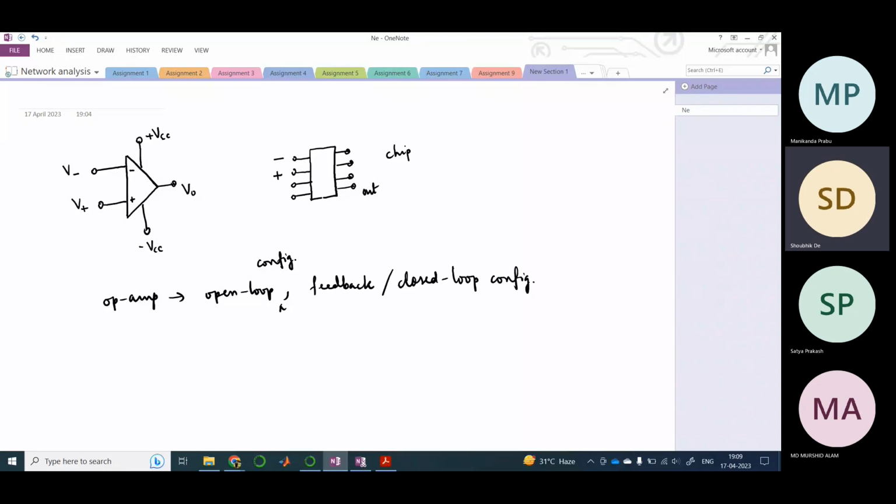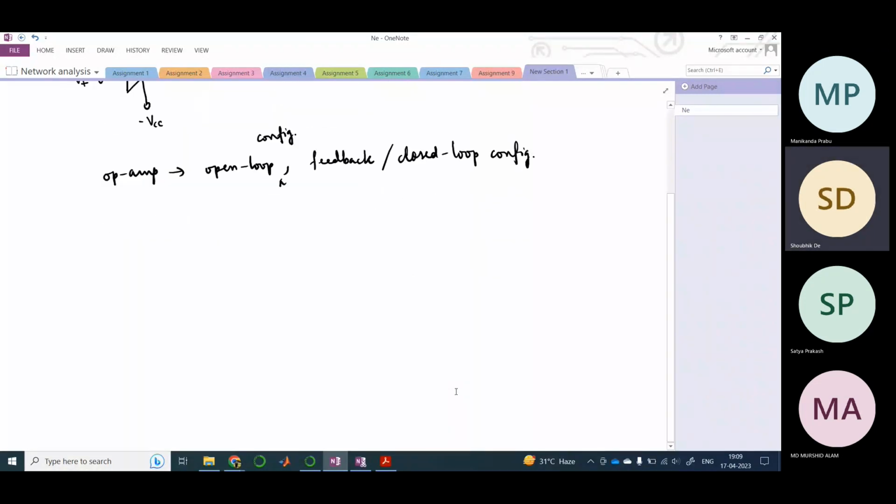Now, what is the equivalent circuit inside an op amp? For that, we need to draw a circuit a bit large.